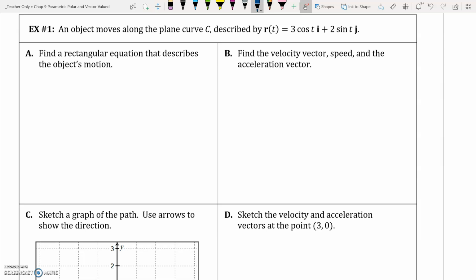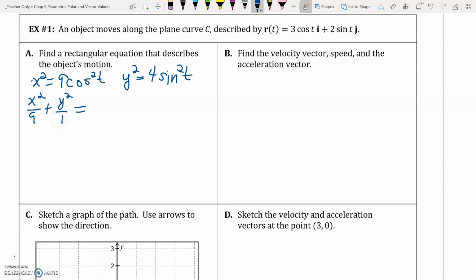We've done a lot of these, and hopefully you can see that that's an ellipse, but we are going to do this. x squared is going to equal 9 cosine squared t, and y squared is going to be 4 sine squared t. Then when we have x squared over 9 plus y squared over 4, we'll have cosine squared plus sine squared, and that's going to equal 1 by our Pythagorean identity.